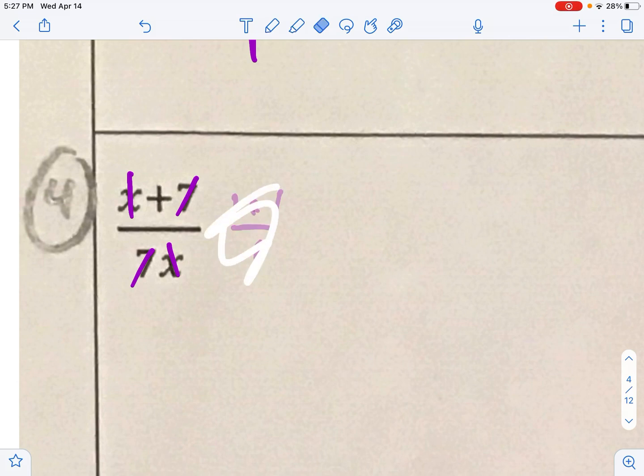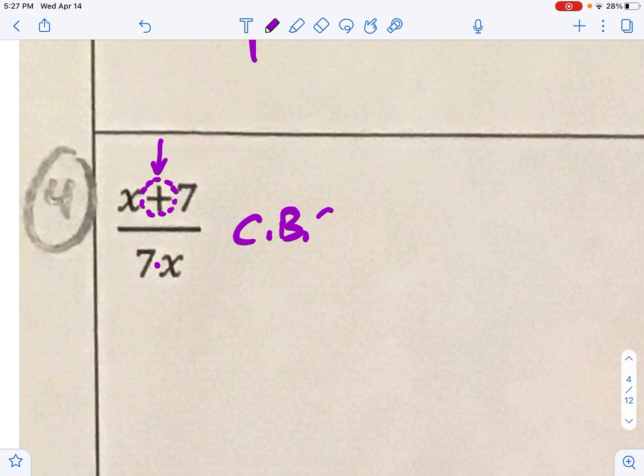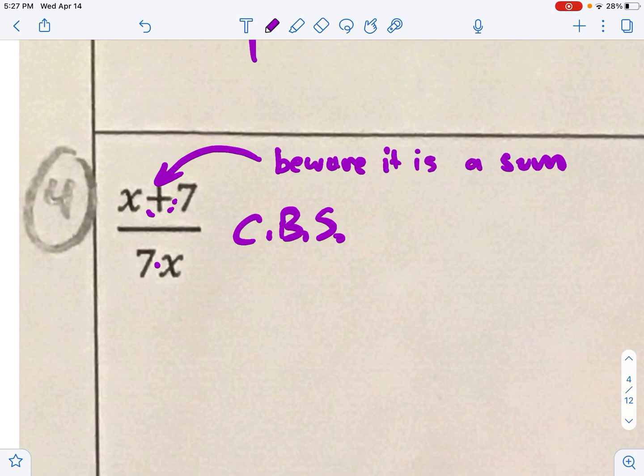Would I get 2? No, I'm not going to do any of that, because while I have a product in the denominator, this is a sum, and I cannot break into this addition using any kind of canceling, so this cannot be simplified. And if you want to make a note why, you could point to this like beware of the addition, right? Beware, it is a sum, not a product.